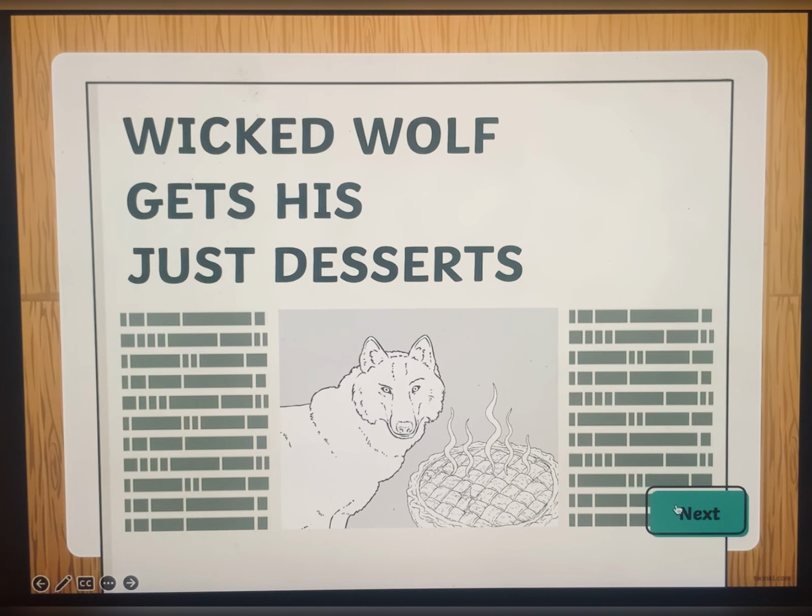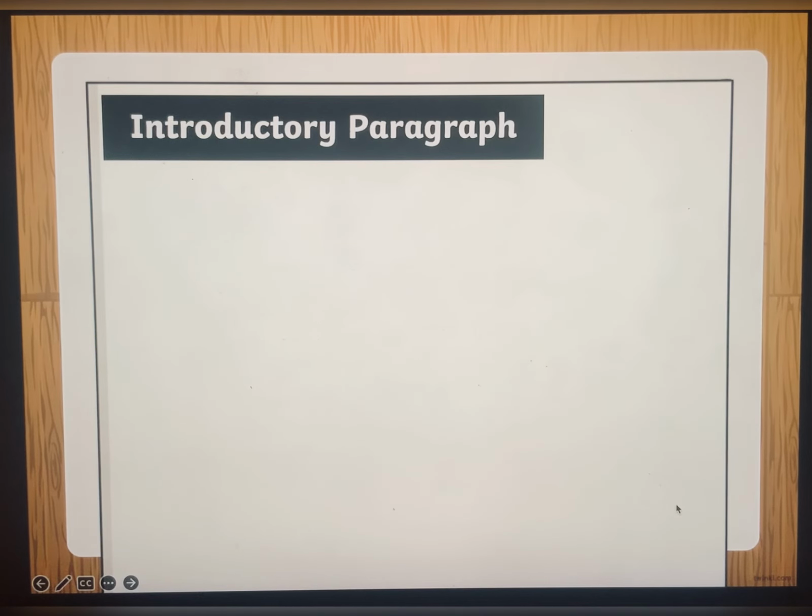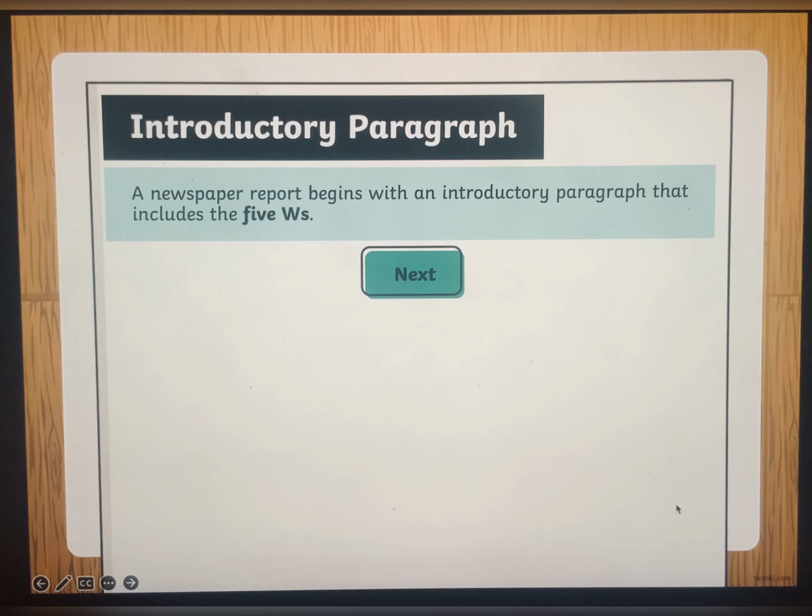Okay, let's go ahead with the next part, which is my introductory paragraph. As I said, we are going to deal with those 5 W's. Okay, so a newspaper report begins with an introductory paragraph that includes the 5 W's. Let's see what they are.